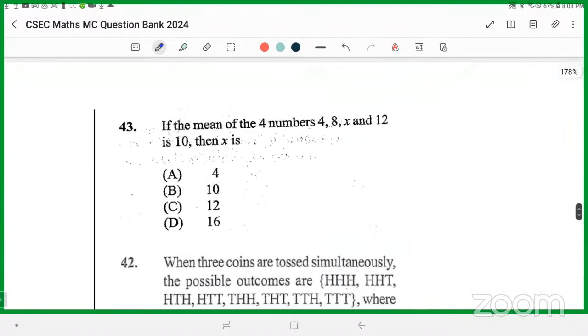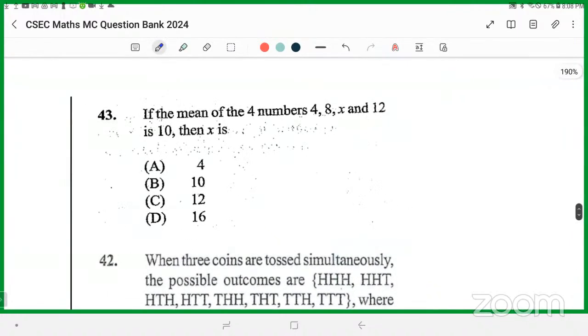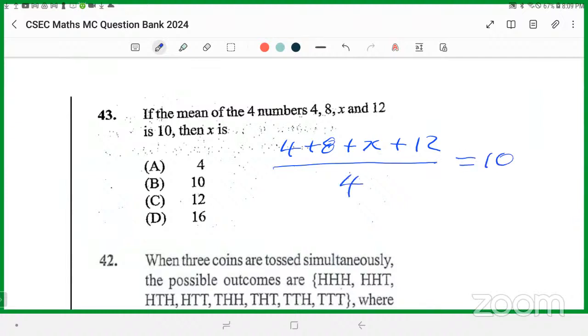It says if the mean of 4 numbers, 4, 8, x, and 12 is 10, what is x? So just calculate it. So the mean would be 4 plus 8 plus x plus 12 over 4. They say that is equal to 10. You're solving that for x. If I multiply the 4 across here, the sum of the numbers is 40.